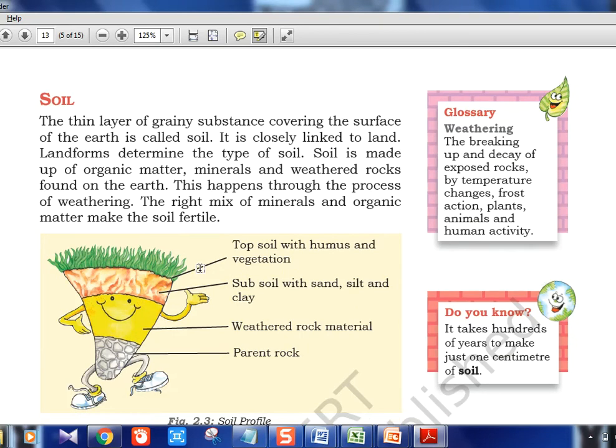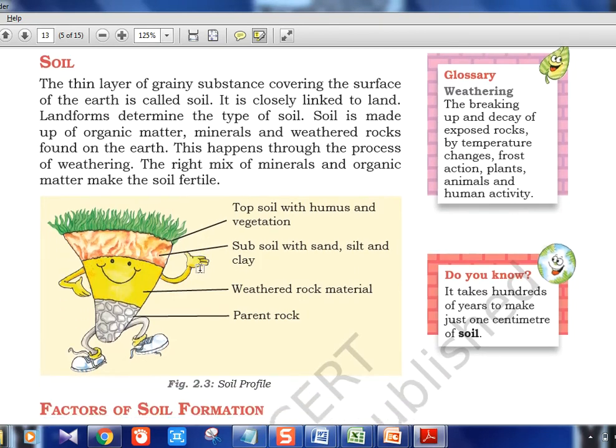Now land, a little more detail. Soil is the thin layer of grainy substance covering the surface of the earth. It is closely linked to land. Landforms determine the type of soil. Soil is made up of organic matter, minerals and weathered rocks found on the earth. This happens through the process of weathering. So what is weathering? It's given in this box.